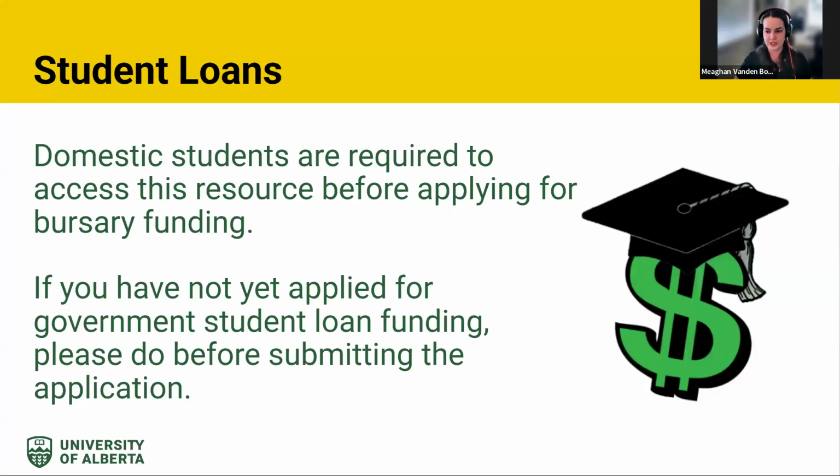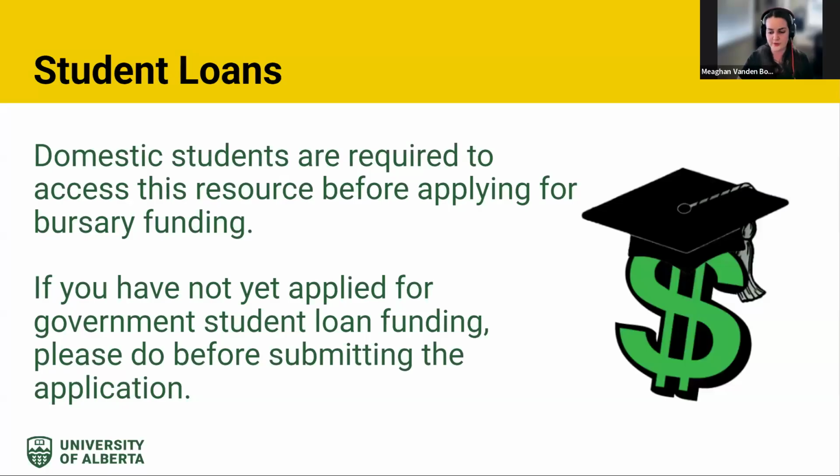So the first section is going to be about your student loans. This is part of the resources that you have, and domestic students are required to access this resource before applying for bursary funding. This year, I think most of the student aid programs are up to date or pretty close to up to date. In previous years, Alberta Student Aid might have been pretty far behind.